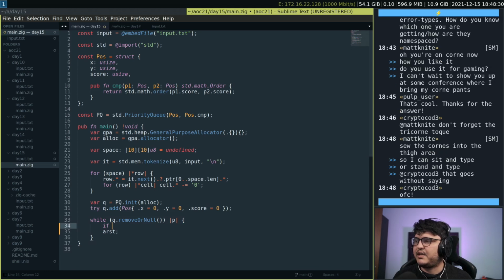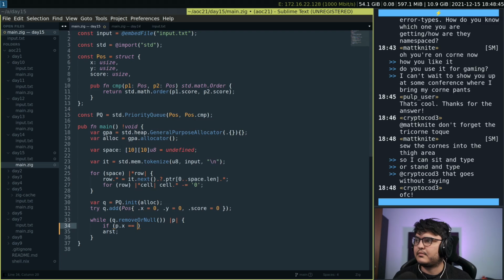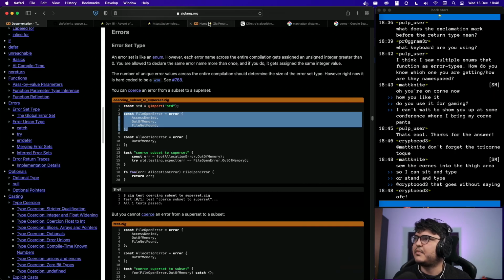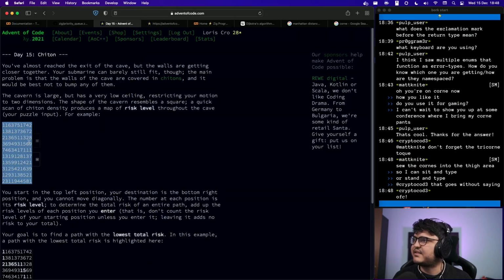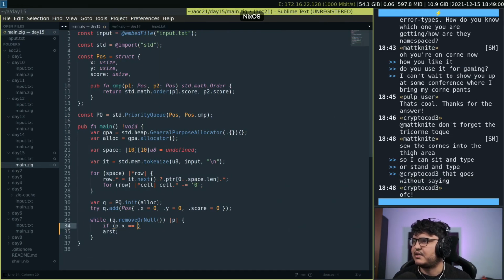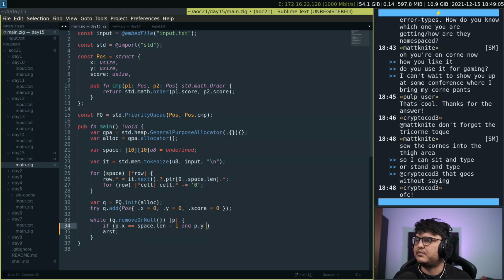The end is in the case that p.x equals... is my input going to be a square? I think the exercise said that these are going to be squares. Okay, so let's assume that those are always going to be squares. So let's cheat and just say space.len minus 1 and p.y equals space.len minus 1.